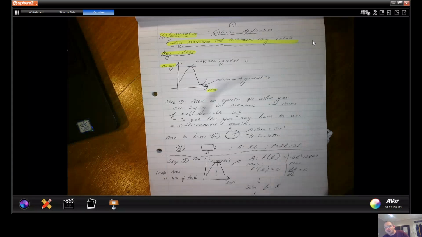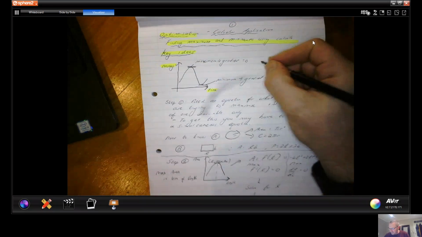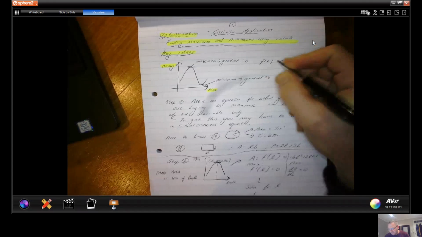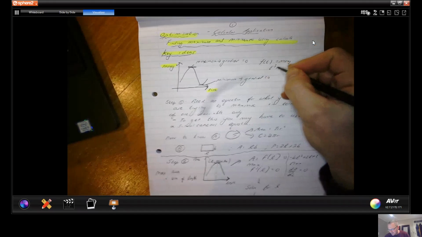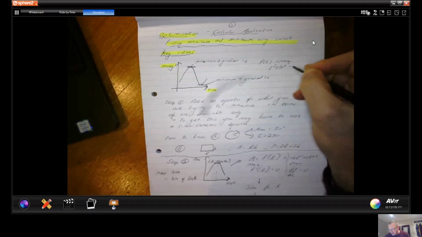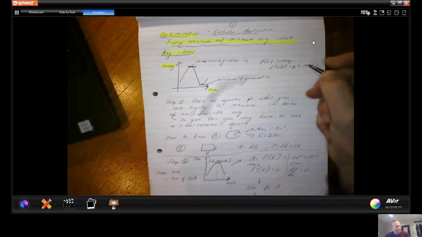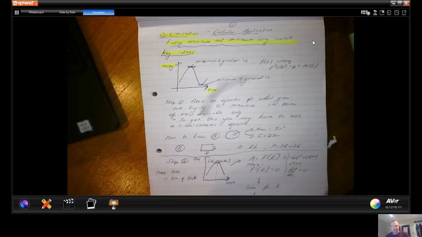So for instance, say you wanted to maximize income, money against time, and you could get some kind of equation, a function of time that gives you money. In other words, t cubed plus 3t squared minus 4 is equal to m of t, the amount of money you're getting after a certain time.